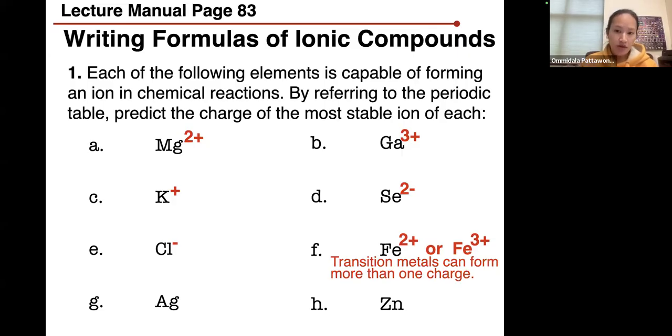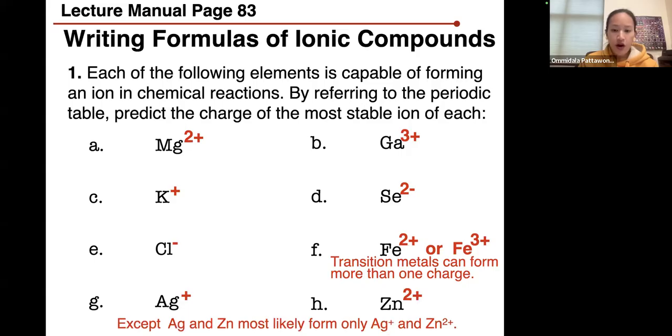Therefore, the naming of the transition metals will be different from the main group elements. The ones with charges that I refer to as main group elements are part of block S and block P. There are two exceptions that you need to know: silver and zinc. Zinc and silver are the two transition metals that have only one single charge. Silver is always positive 1 and zinc is always positive 2. These are the only two that you need to know. Everything else for the transition metals, you do not need to memorize.